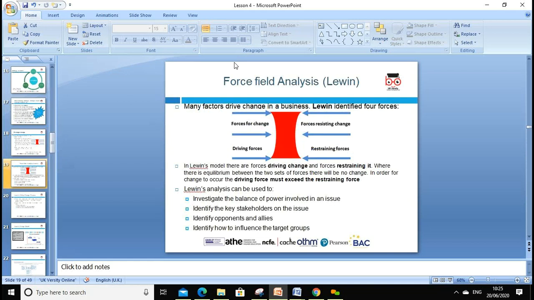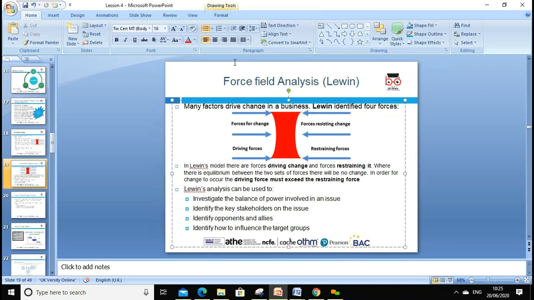So according to Lewin, he gave this model, the force field model. He is saying there are forces driving and forces restraining. Where there is an equilibrium between the two sets of forces, there will be no change.